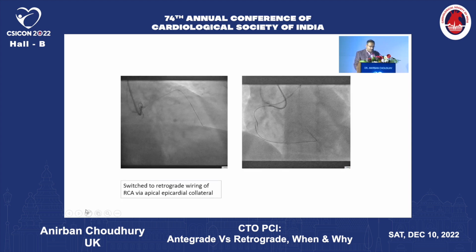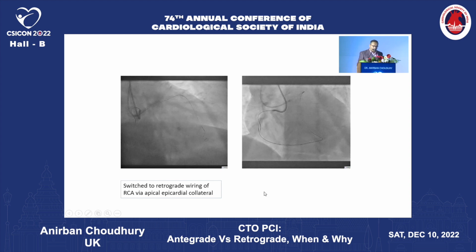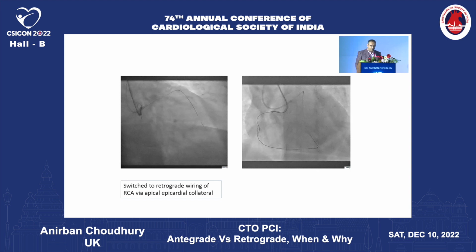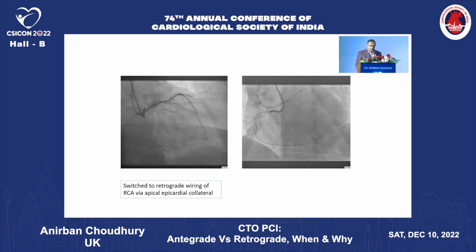It was a 6-French system because I was quite confident that we'd be able to do it antegrade, but it didn't happen. So this is a real-time wiring of the apical epicardial collateral from the left system with the 6-French guiding system. And when we then came towards the distal cap and let the Gaia 2 run, it basically told us that we were entirely in the subintimal space with the antegrade system from the very beginning. So if we had carried on, we would have just propagated the hematoma in this particular patient.